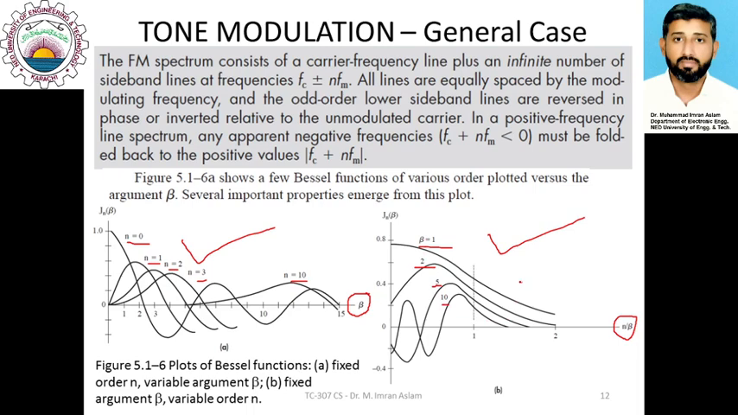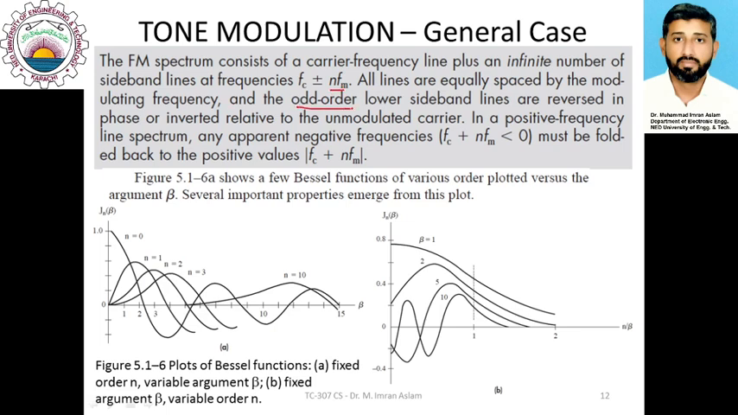You can see that as n increases, the magnitude of this Bessel function decreases, which is also evident from here. You can see that for higher order values of n, the maximum attainable value decreases. So you can see that the FM spectrum consists of the carrier frequency plus an infinite number of side lines at the frequency of fc plus and minus fm. So there are theoretically infinite number of lines, and these lines are equally spaced by the modulating frequency, that is fm.